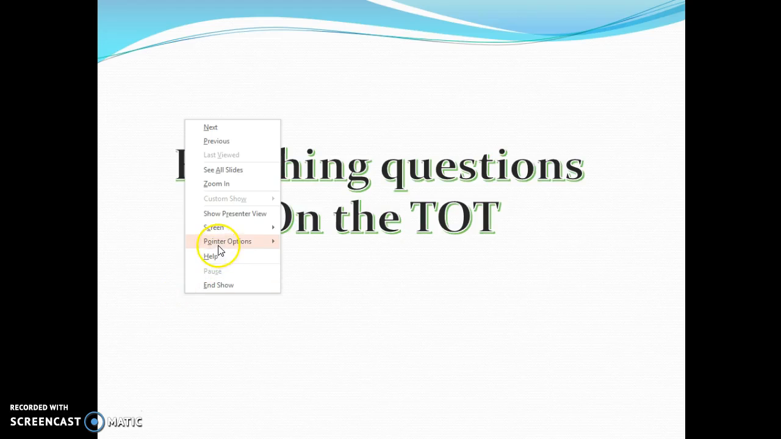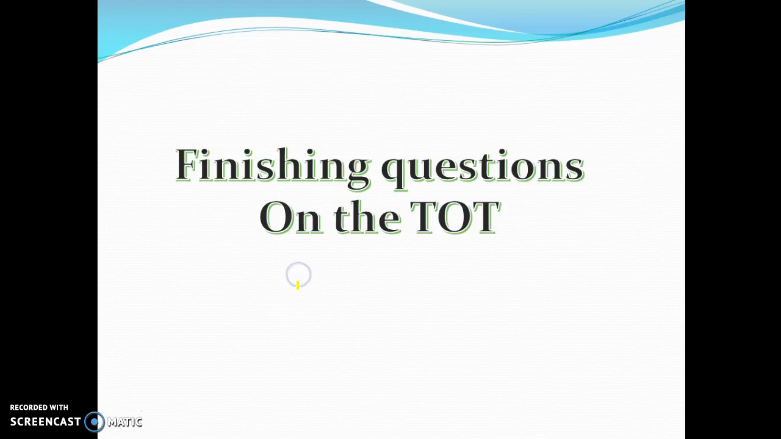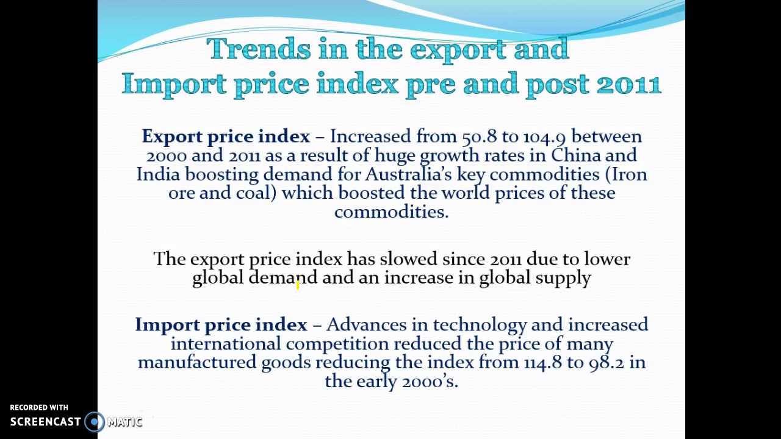Okay, in this video I just want to discuss a couple of final things in relation to the terms of trade. Just first of all, in terms of recent history with the terms of trade, as I said, the export price index increased significantly between 2000 and 2011 as a result of growing overseas demand. And then since 2011 it started to slow, and that's mainly due to increased global supply.